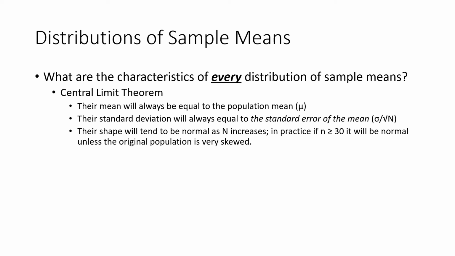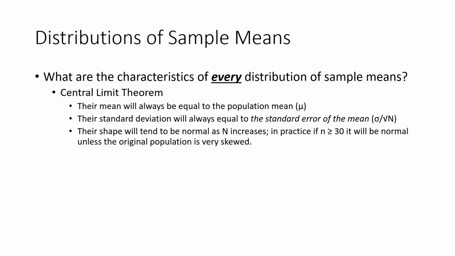And the shape of the distribution of sample means will have a normal shape if either of two characteristics takes place. First, if the original population had a normal shape, the distribution of sample means will always have a normal shape. Also, even if the original population had a very skewed shape, the distribution of sample means will have a normal shape if the sample size that you use to build that distribution of sample means is fairly large. Usually around 30 is enough to correct the skew of the population in the distribution of sample means.